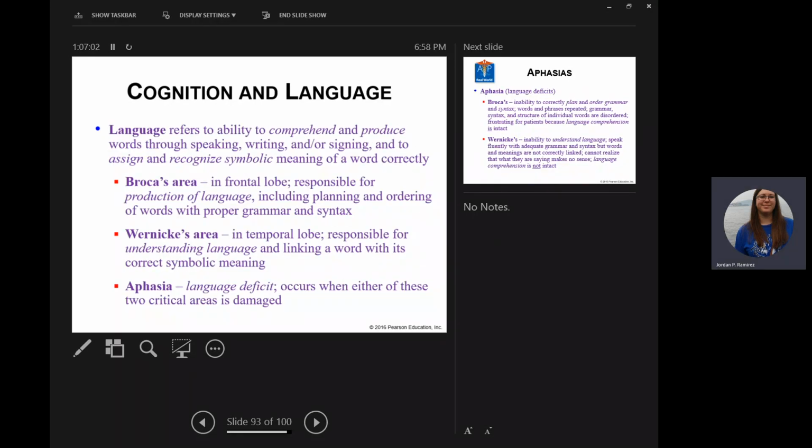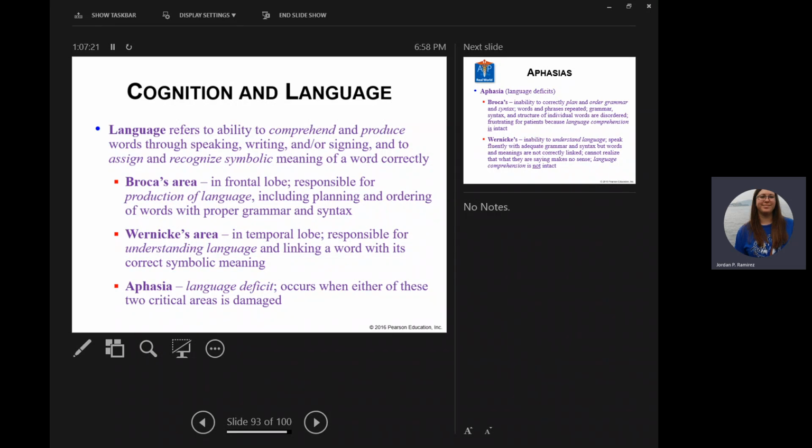Okay. This is the one I really wanted to focus on, language. Language refers to the ability to comprehend and produce words through speaking, writing, and/or signaling, and to assign and recognize the symbolic meaning of a word correctly. You will need to know these probably, if not for your exam 3, definitely for your final exam.